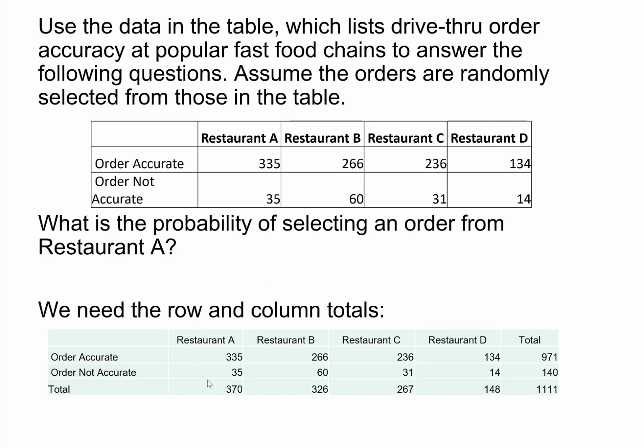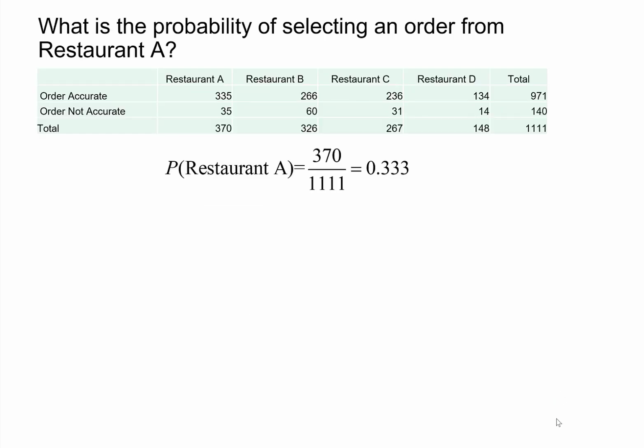So I put the table down below and I've got the total for each of the restaurants and then also the totals over here. These are called marginal totals for the total number of accurate and inaccurate orders. Now we can answer the question, what is the probability of selecting an order from restaurant A? So A had 370 of the orders out of 1,111 for 0.333.